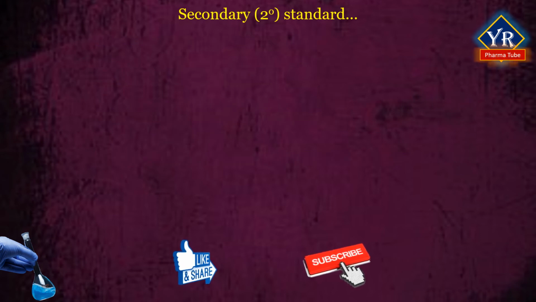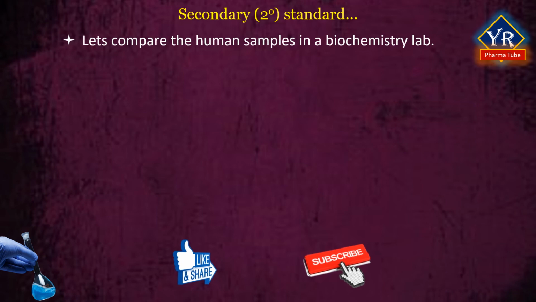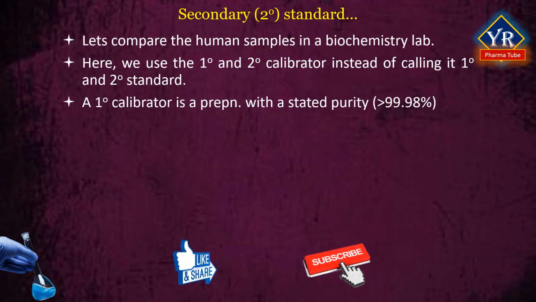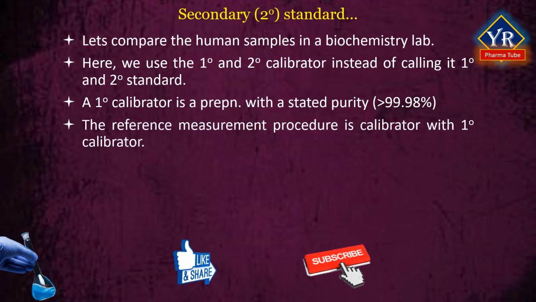In a clinical laboratory, unknown samples are analyzed against control materials using a routine method. Let us compare the situation in a biochemistry laboratory dealing with human samples. Here, we often use the term primary and secondary calibrator instead of calling it primary and secondary standard. A primary calibrator is a preparation with a stated purity greater than 99.98%. The reference measurement procedure is calibrated with the primary calibrator.